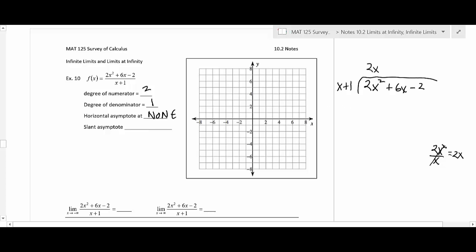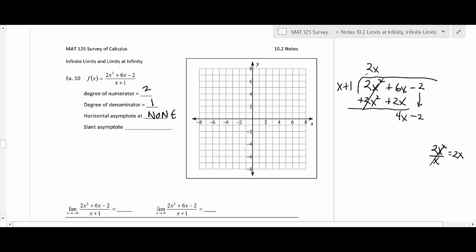Then you multiply. 2x times x is positive 2x squared. 2x times 1 is positive 2x. Okay, then you subtract these. 2 minus 2 cancels. 6 minus 2 is 4x. Then I bring down the next number, and I get a minus 2. It's just like long division if you're doing arithmetic.